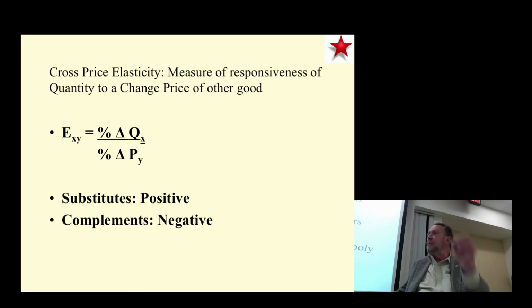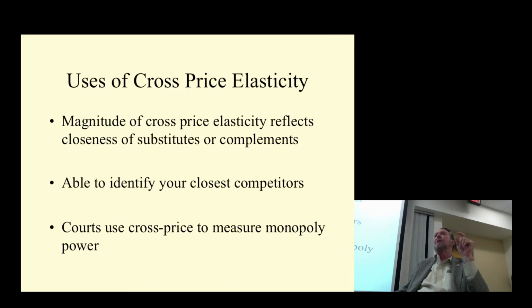Cross-price elasticity is used for many different things. One is, as I said, the magnitude tells me who are my closest complements or my closest substitutes. Smucker's bought Jif peanut butter because they looked at which one was the strongest complement to their particular product. And Jif has a higher quality than some of the other brands, and Smucker's obviously has a higher quality. So they looked at cross-price elasticity there.